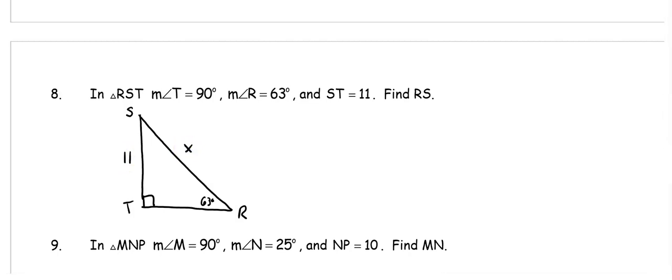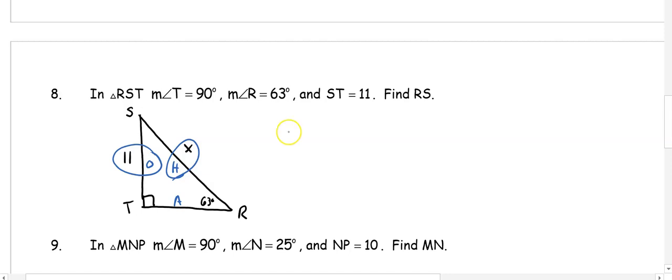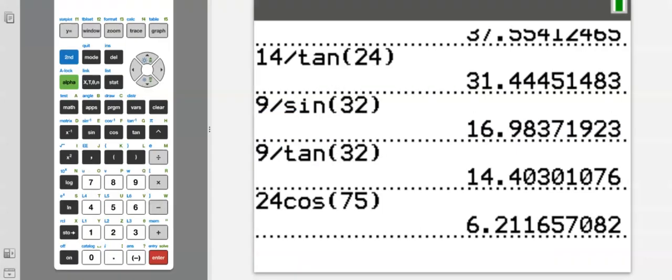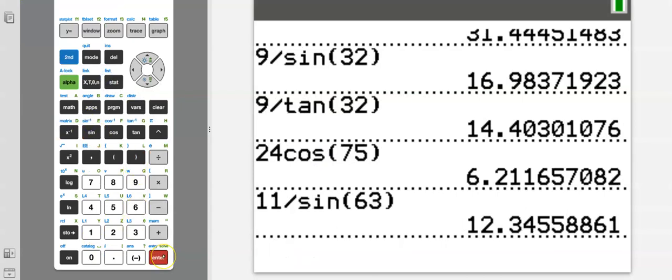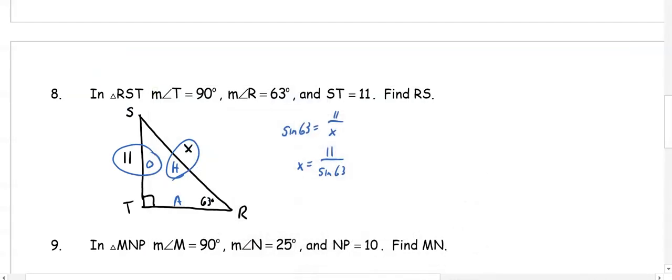Find RS. So based on our angle, we have opposite, hypotenuse, adjacent. We know the opposite and the hypotenuse, so we are using sine. So the sine of 63 is equal to 11 over x. Because x is in the bottom, we're dividing. X equals 11 divided by the sine of 63. That's going to round to 12.3. So x equals 12.3.